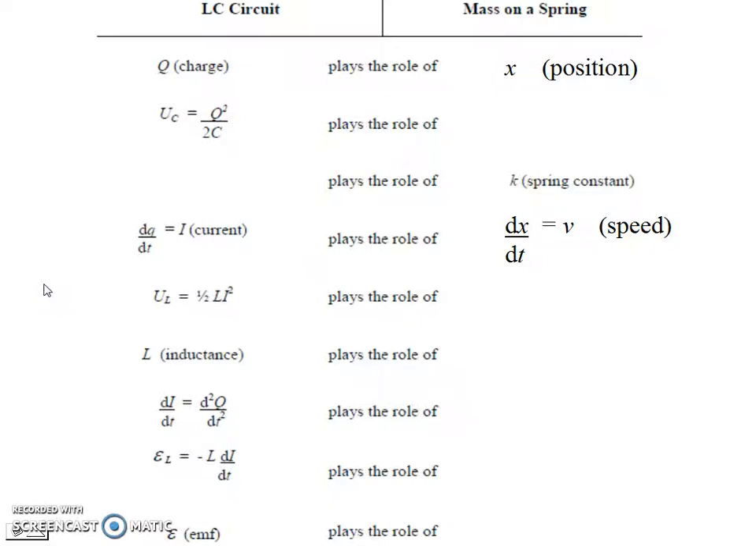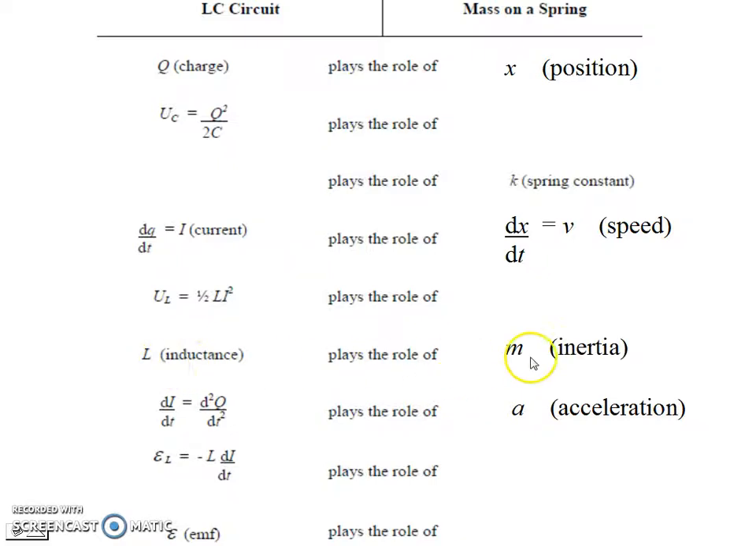Okay, so then we take it to the next level. The first time derivative of speed or velocity is acceleration, so then di/dt has to be acceleration. Right? The second time derivative of charge is the second time derivative of position. So di/dt plays the role of acceleration. Okay? Alright. Where should we go next?